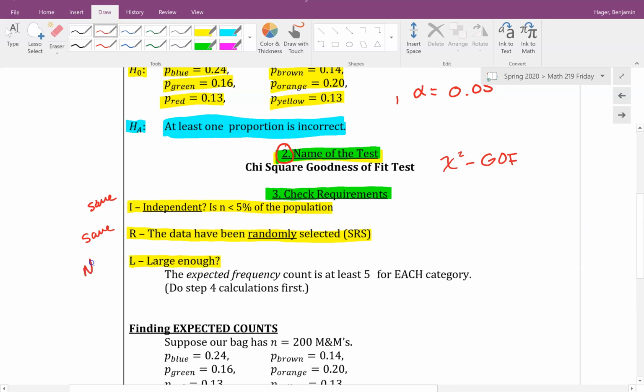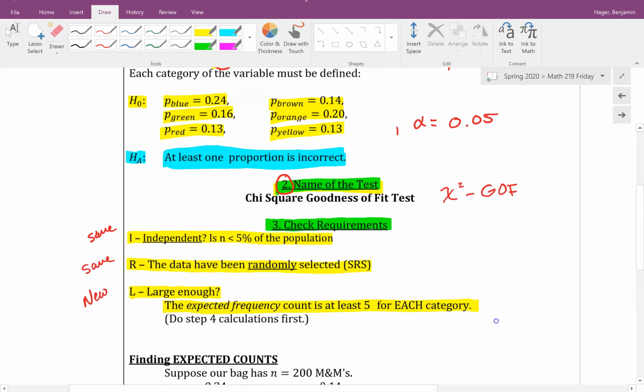Now the large enough is a little different, right? This is new. But we're used to that, because doesn't large enough differ depending on whether we're talking about means versus proportions anyway? The large enough case really depends on what you're analyzing. If it was means, we need more than 30 in our sample, 30 or more. If it's proportions, we need the number of successes and failures to be at least 10. If it is a chi-squared distribution, the expected frequency count has to be at least 5 for each category. In other words, you have to have a big enough sample so that you would expect to get 5 of each color of M&Ms.